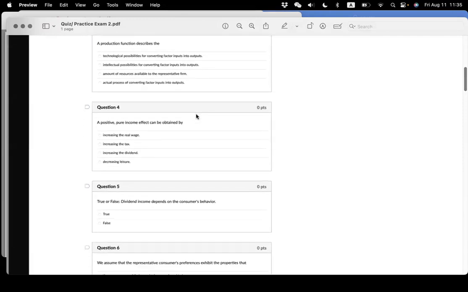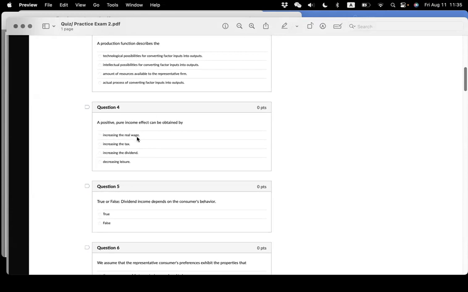Question 4. A positive pure income effect can be obtained by an increase in dividends. Right, the increase in dividends is just a pure income effect. It just gives you income, with no impact on the relative price of other factors. Let me give you an example.